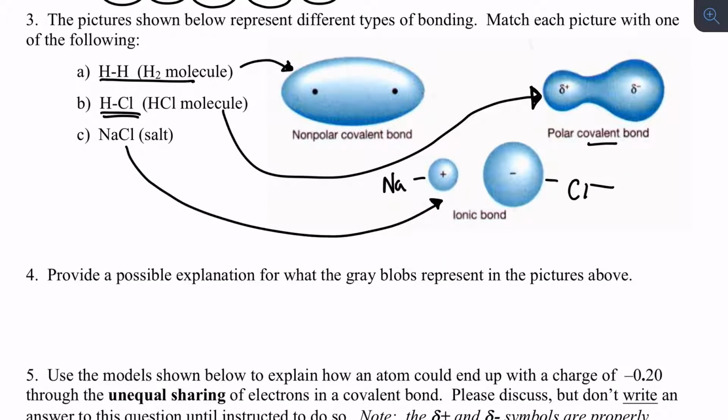Provide a possible explanation for what the gray blobs represent in the picture above. So you might have guessed that these represent electron density or some sort of electron cloud, or the electrons surrounding the nucleus, and that would be correct. So that is what they are representing.